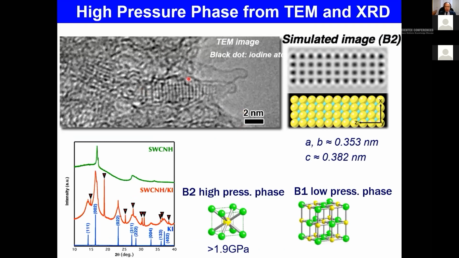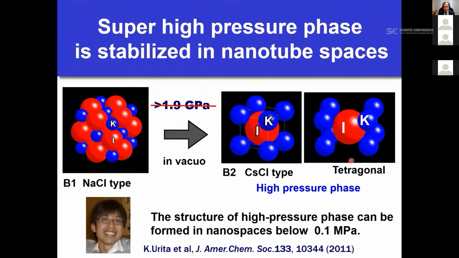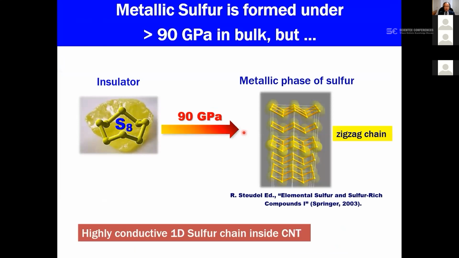Then we can obtain this kind of lattice formation inside the single carbon nanohorn, and also we can obtain this kind of synchrotron X-ray diffraction pattern. Those X-ray diffraction patterns and also this image can be assigned to the high pressure phase, slightly deviated. We didn't apply 1.9 gigapascal, but the high pressure phase can be produced inside a single carbon nanopore. So this is a representative high pressure effect.